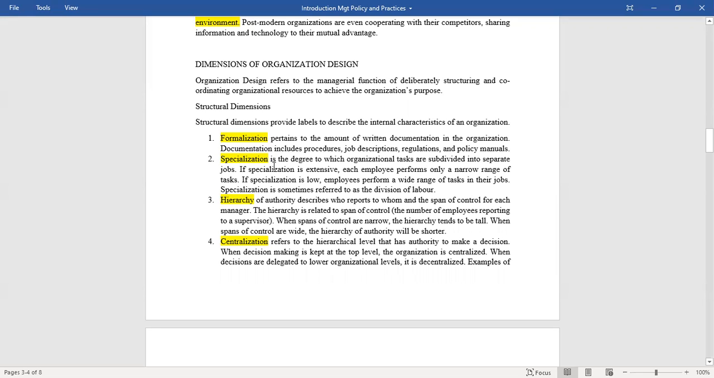So specialization, just like formalization, also you have to find an optimal level for that.